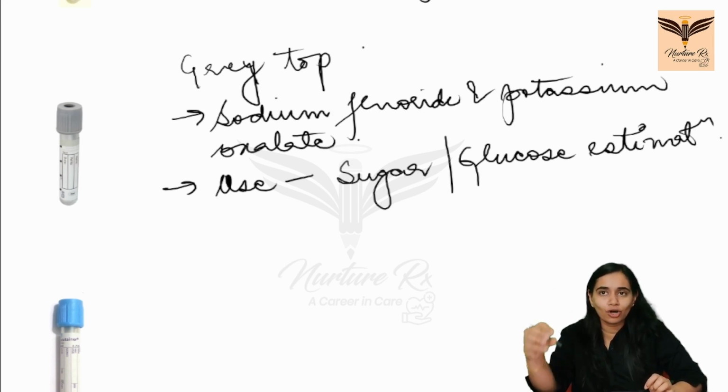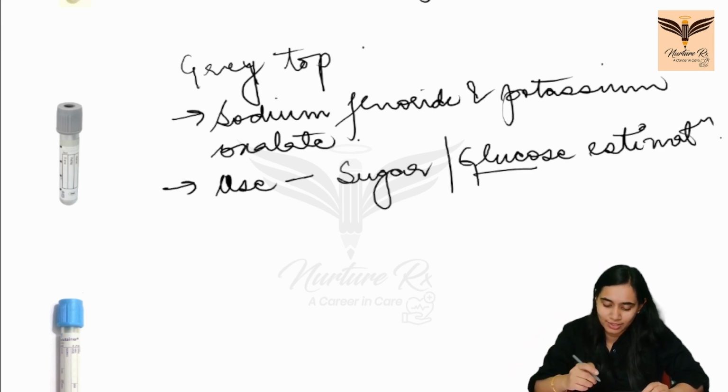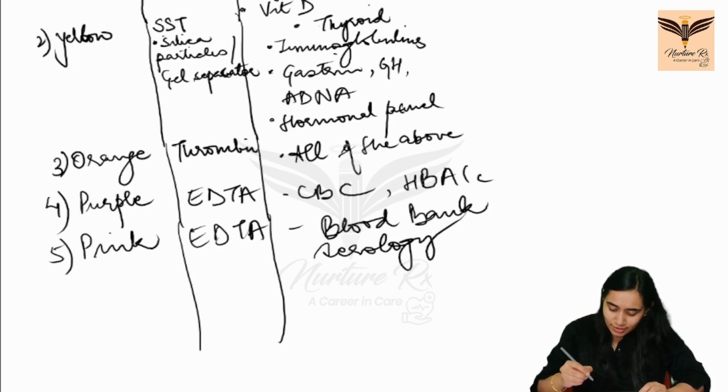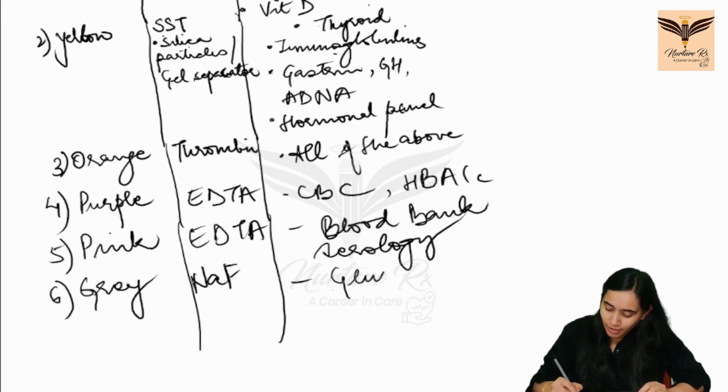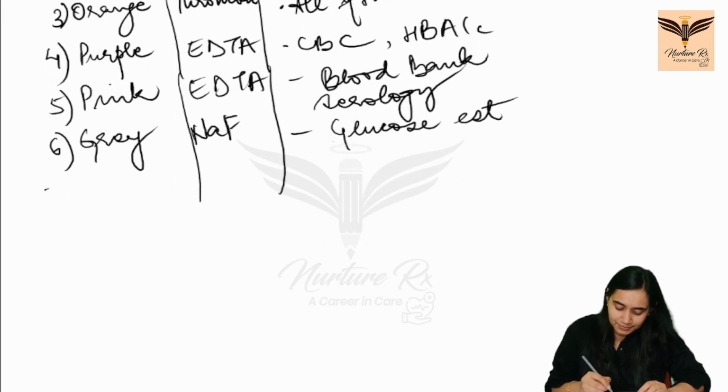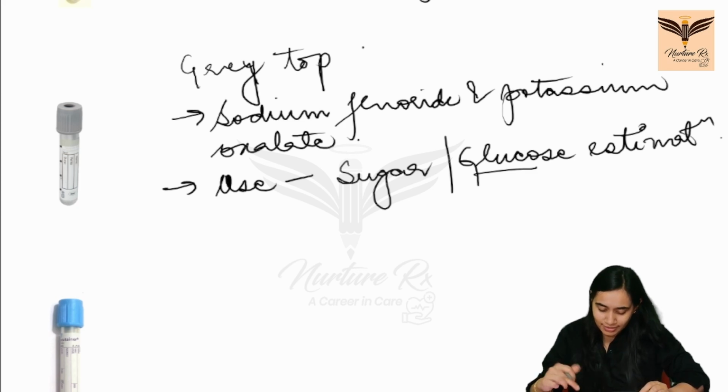Once it is able to block the glycolysis, the amount of glucose that was present at the time of collection will be exactly the same, which will be coming in your investigation results. Okay, so you have to remember that it is used for glucose estimation. So this is our sixth tube. This is a gray tube. It contains sodium fluoride and it is used for glucose estimation. Right? Now coming on to our next.